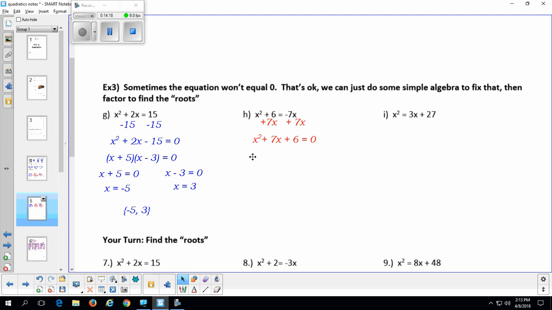Now factor it. We have x plus 6, x plus 1 are our two factors. So set them each equal to 0. What are our two solutions? Negative 6 and negative 1. So your two solutions are negative 6 and negative 1.